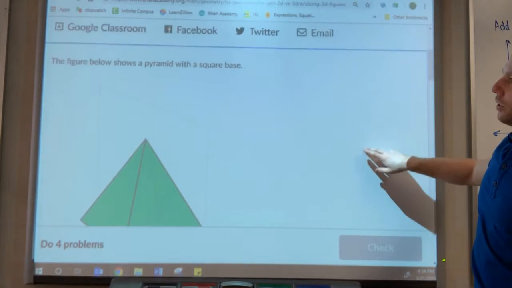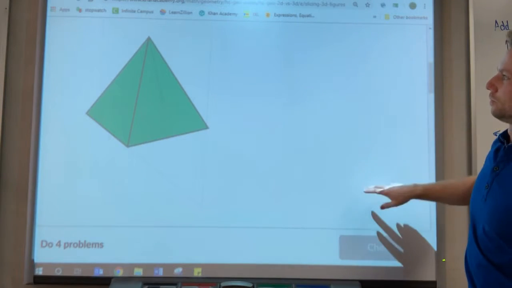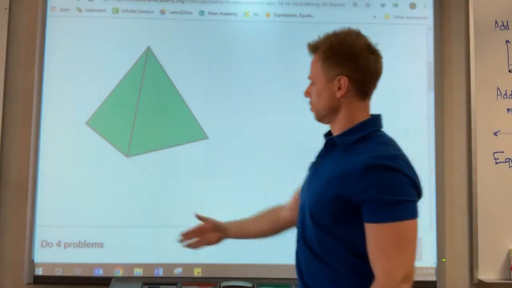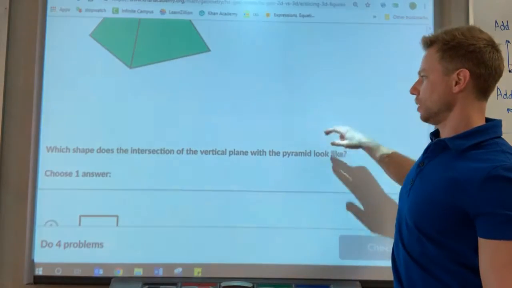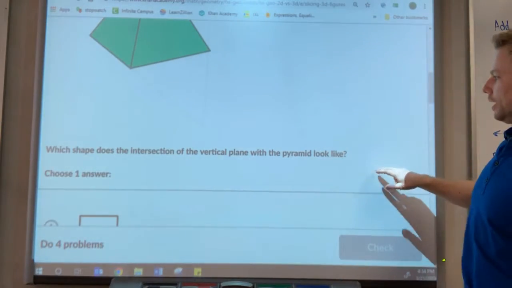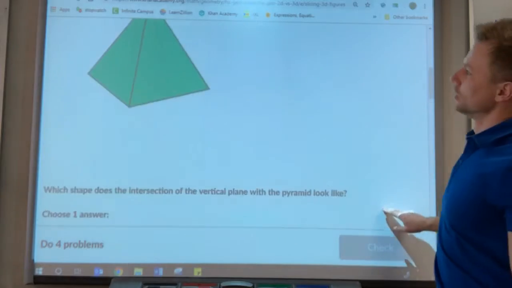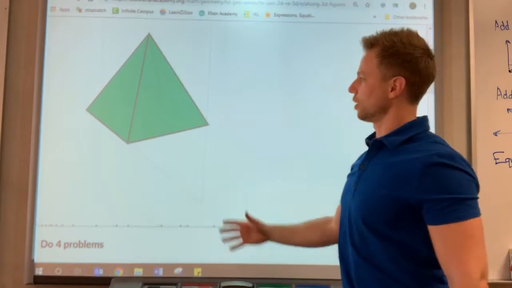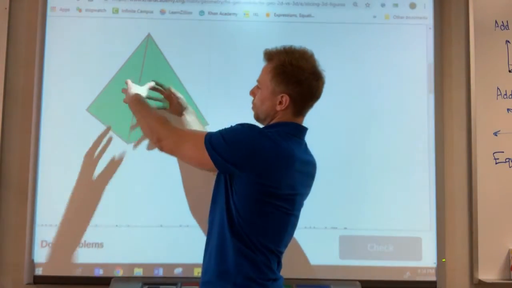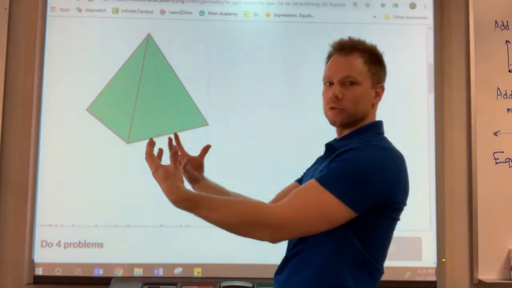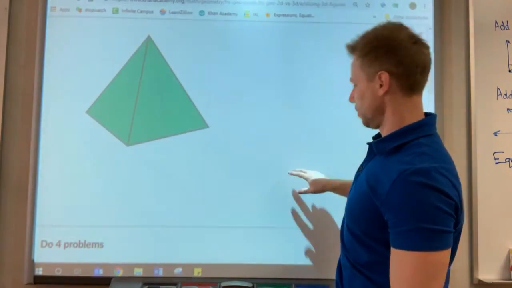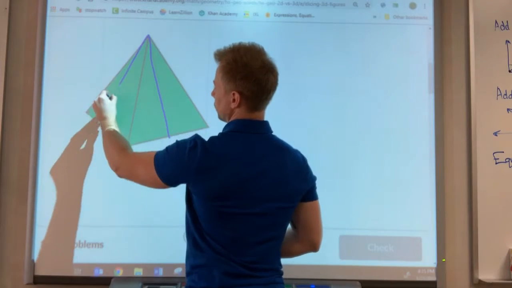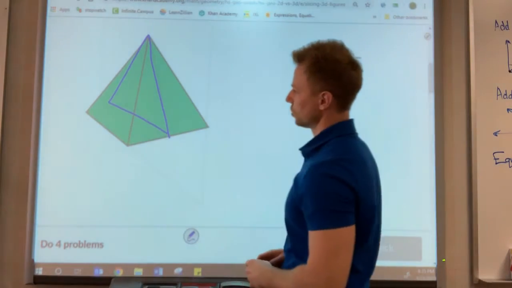Okay, the figure below shows a pyramid with a square base, and we are slicing it straight through the pyramid. It says, which shape does the intersection of the vertical plane with the pyramid look like? So if we slice this right in half, straight through the top point of the triangle, and then we pull it apart and look at what shape was made from slicing it. What shape would we see? And you can actually see it inside the triangle here a little bit. What shape is that?